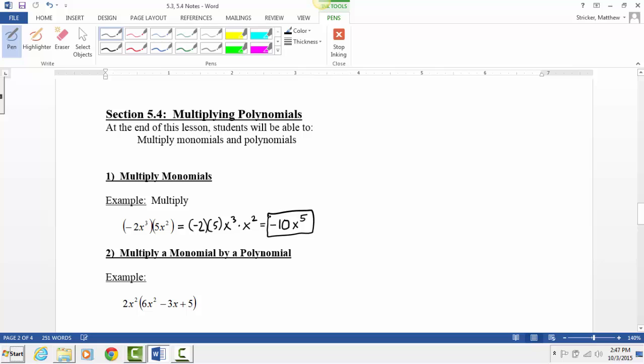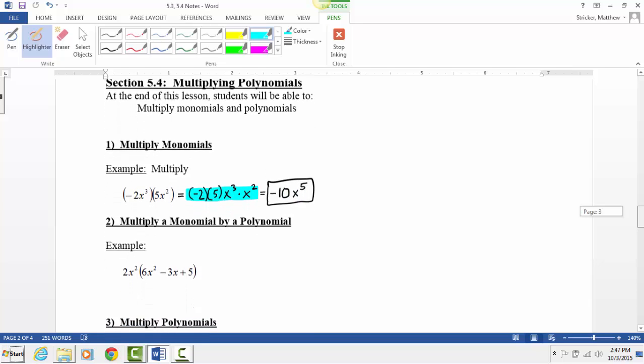Now, this middle step here, this negative 2 times 5 times x cubed times x squared, where I rewrote it, you do not have to write that out every time. But mentally, in your head, that's what you want to be doing. You want to say, okay, I want to multiply the numbers first. Negative 2 times 5, that's negative 10. Okay, write that negative 10 down. Then we have x cubed times x squared. That's going to be x to the 5th. You don't have to write out that middle step.